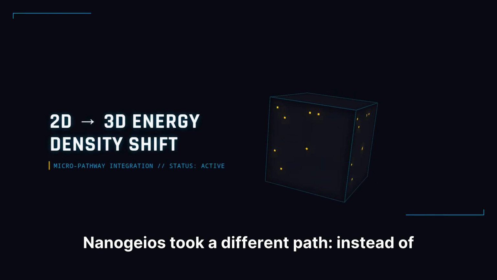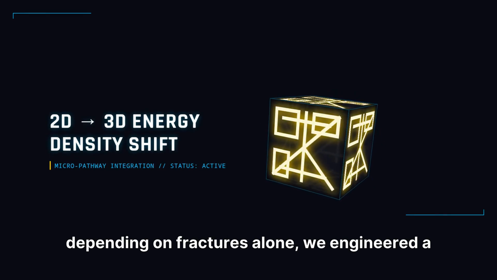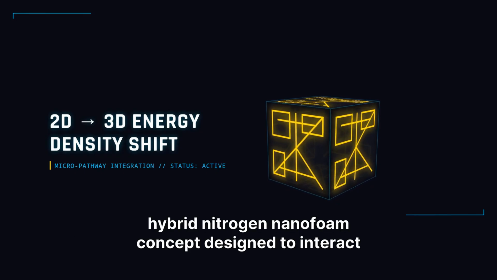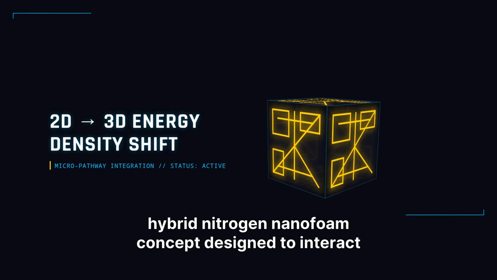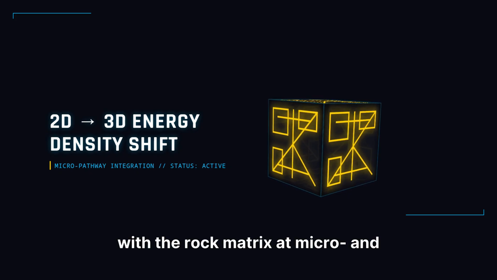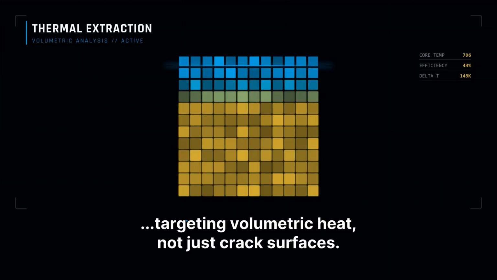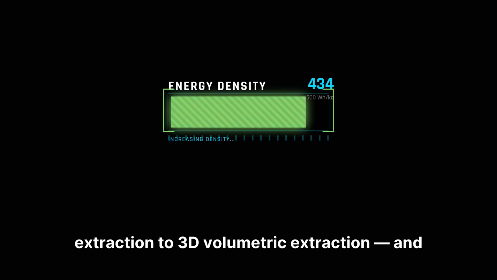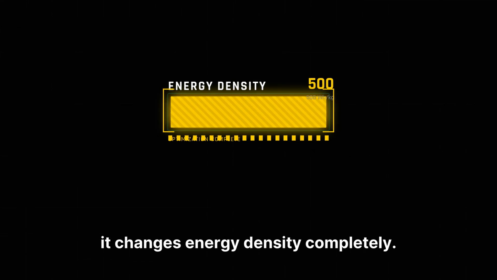Nanogeios took a different path. Instead of depending on fractures alone, we engineered a hybrid nitrogen nanofoam concept designed to interact with the rock matrix at micro and nano scales, targeting volumetric heat, not just cracked surfaces. This is the shift from 2D surface extraction to 3D volumetric extraction, and it changes energy density completely.